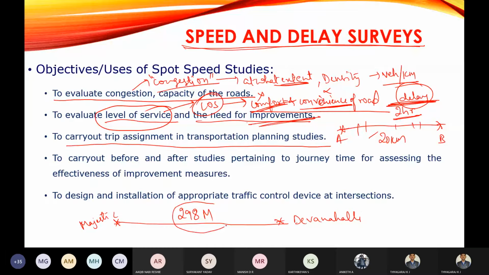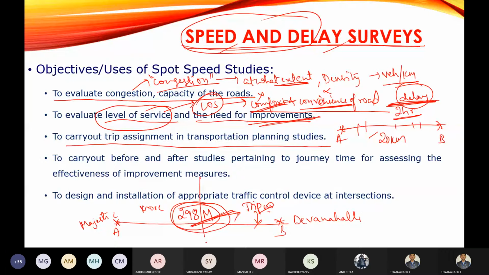So how have they allotted this 298M between Majestic and Devanahalli based on the speed and delay survey? That is the trip assignment. The 298M is a trip number, so assigning that number to the route can be determined by this speed and delay survey. If more delay is there, they are going to divide the route into two categories. If the delay is more between Majestic and Devanahalli because of traffic congestion, they will divide it up to Yelahanka, and one bus route number will be allotted.